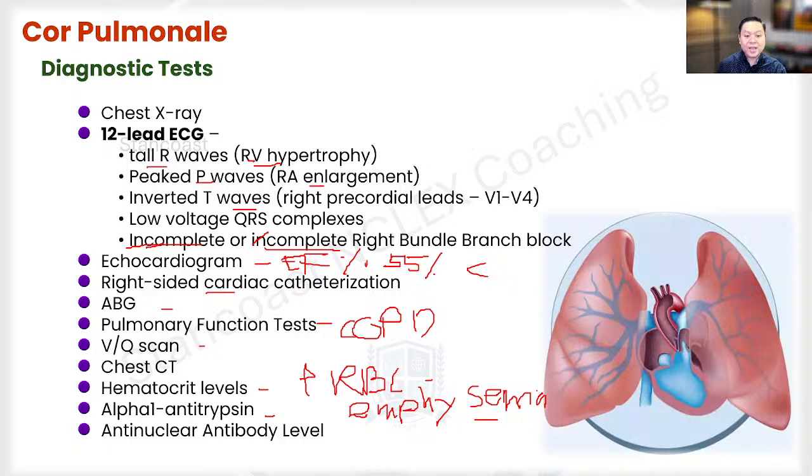And lastly, we have the antinuclear antibody level, which is going to detect if a person has a collagen vascular disease.